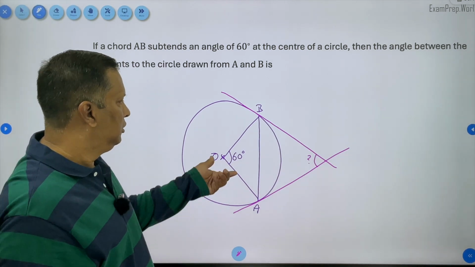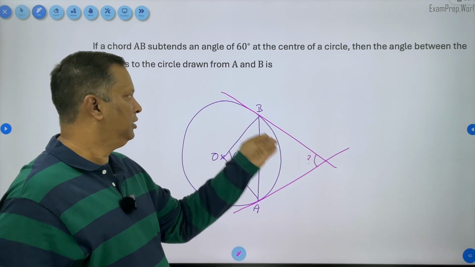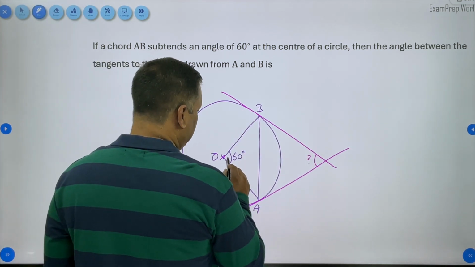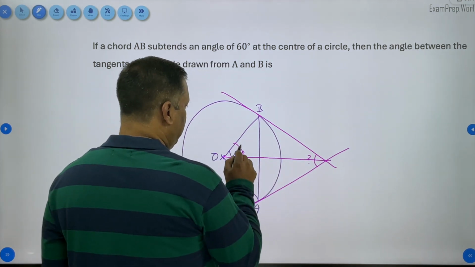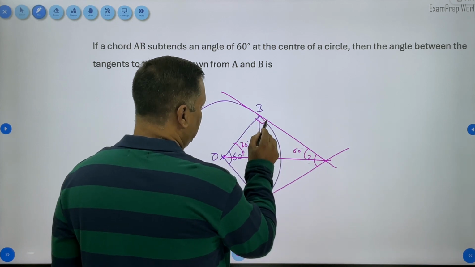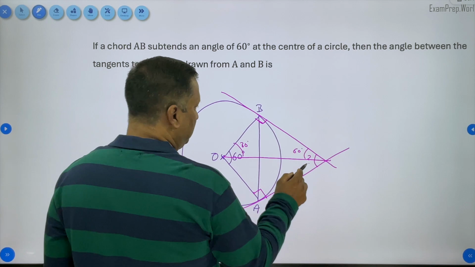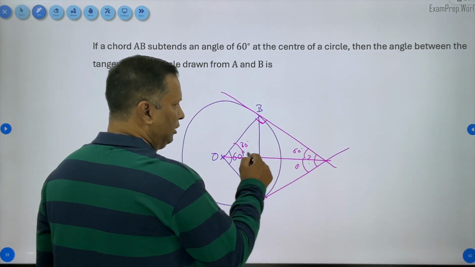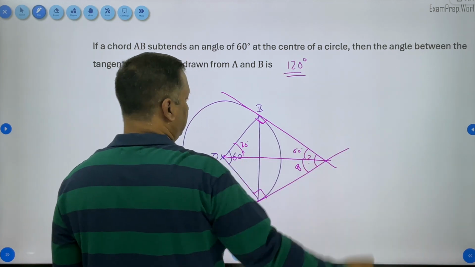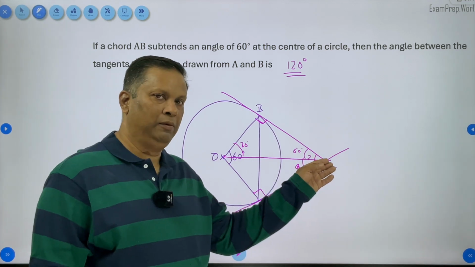Okay, understood. The chord is subtending 60 degrees at the center, and what is the angle the tangents are subtending? Let us join this line once. So this is 30. So this is how much? 60. Why? Because this was 90 degrees and this is also 90 degrees. Radius is perpendicular to the tangent. So this also has to be 60 because these two triangles are congruent. 60 plus 60, 120 degrees.